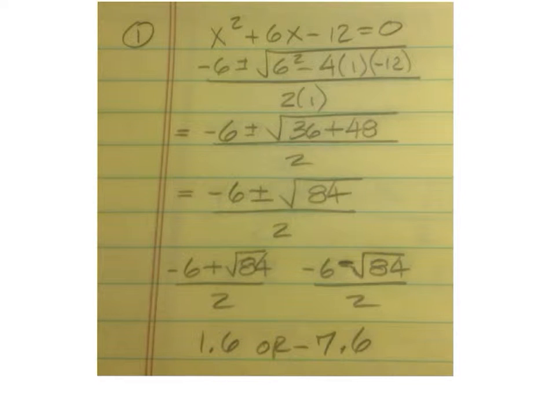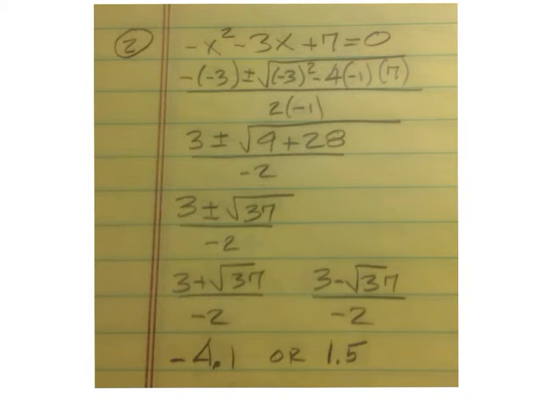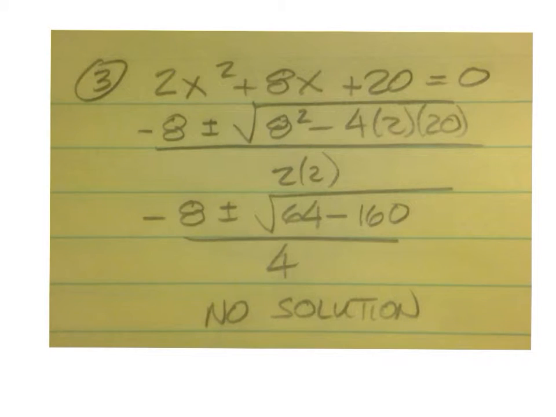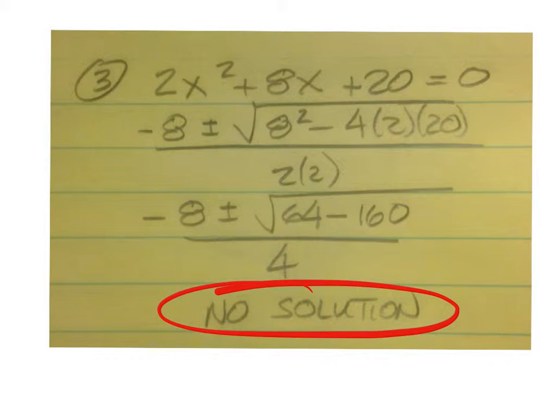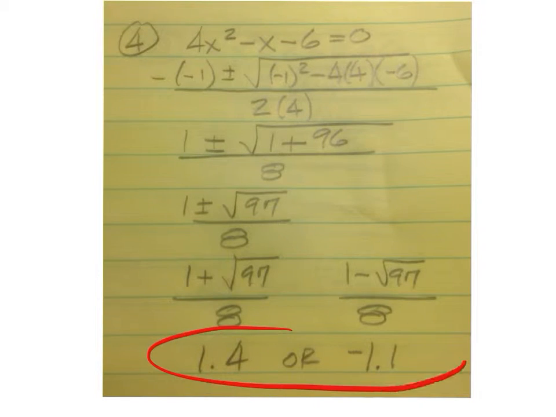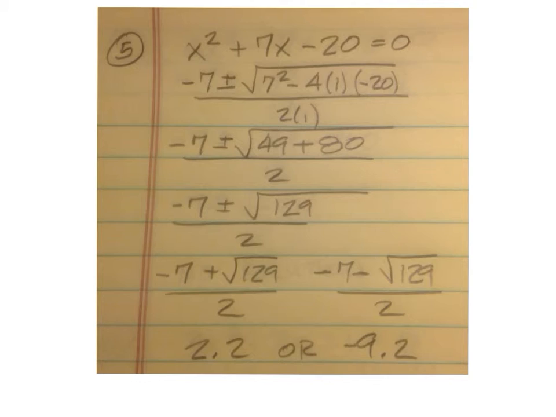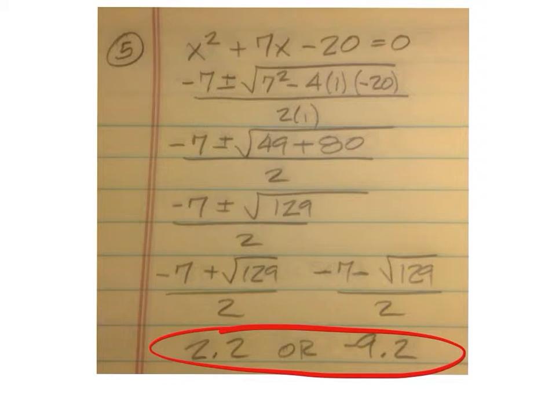The answer for number 1 should be 1.6 or negative 7.6. You must have rounded to the tens place and have the answer that is on the screen. These are 1 point per problem if you have both numbers correct. Number 2, negative 4.1 or 1.5. 3, no solution. 4 is 1.4 or negative 1.1. 5 is 2.2 or negative 9.2.